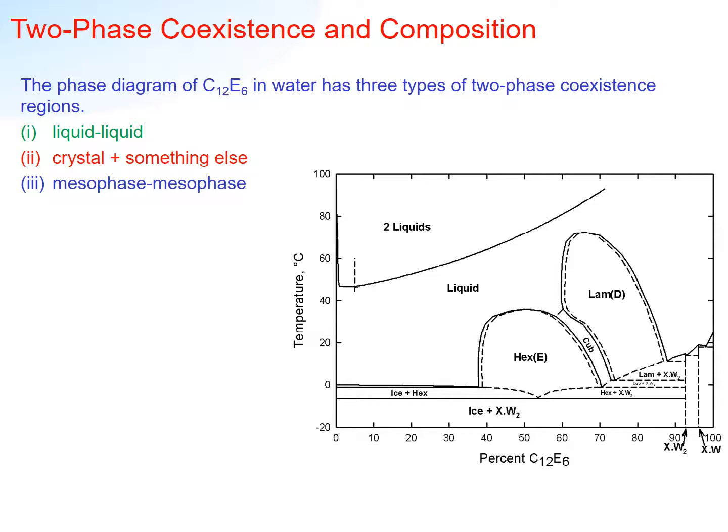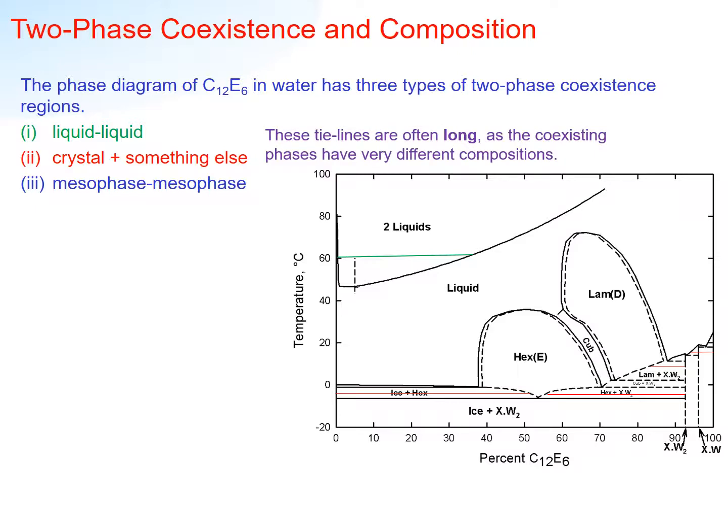So, two-phase coexistence and composition. Let's just try and review a little bit. If we look at the phase diagram of C12E6 in water, there are generally three types of two-phase coexistence regions. There's liquid-liquid coexistence, there's crystals coexisting with something else, ice plus hexagonal phase, surfactant dihydrate plus lamellar phase, surfactant dihydrate plus surfactant monohydrate, for example. These tie lines are often very long, and the compositions of the coexisting phases are very different from one another.